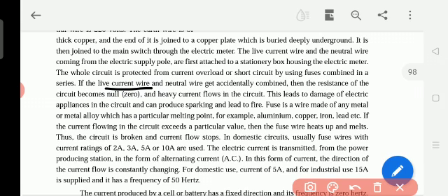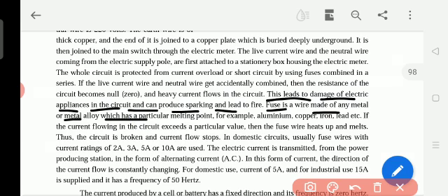When this live current wire is connected to the black wire, the resistance becomes 0. Resistance means stopping the flow of higher current, right? So resistance will become 0, so that higher current will pass. When higher voltage, higher current passes, we can automatically see the flames. This leads to damage of electric appliances in the circuit and can produce sparking and lead to fire. A fuse is a wire made of any metal or metal alloy which has a particular melting point.